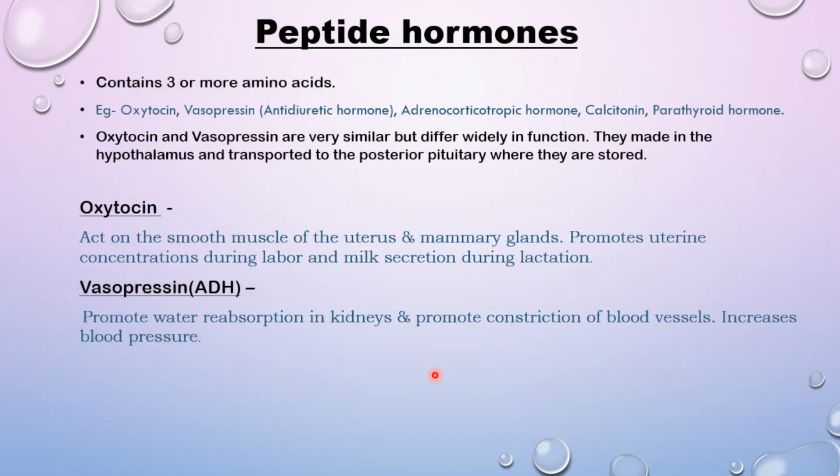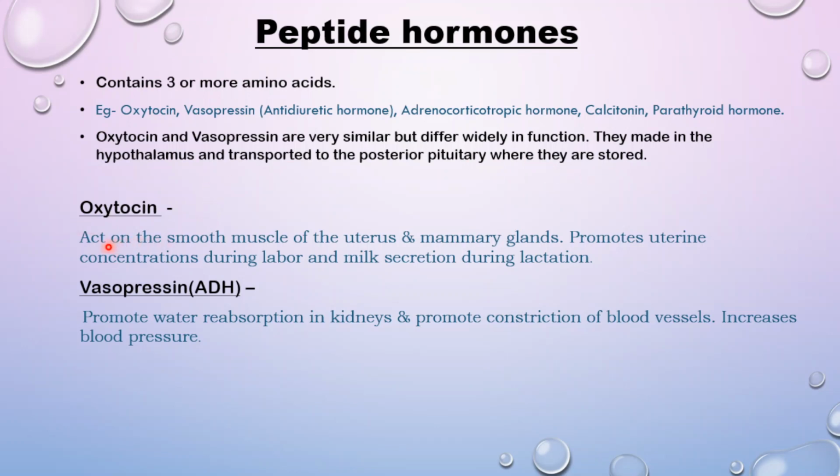If we talk about peptide hormones, they contain 3 or more amino acids. Examples: oxytocin, vasopressin or ADH, which is an antidiuretic hormone, adrenocorticotropic hormone, calcitonin, parathyroid hormone. Oxytocin and vasopressin are very similar but differ widely in function. They are made in the hypothalamus and transported to the posterior pituitary where they are stored.